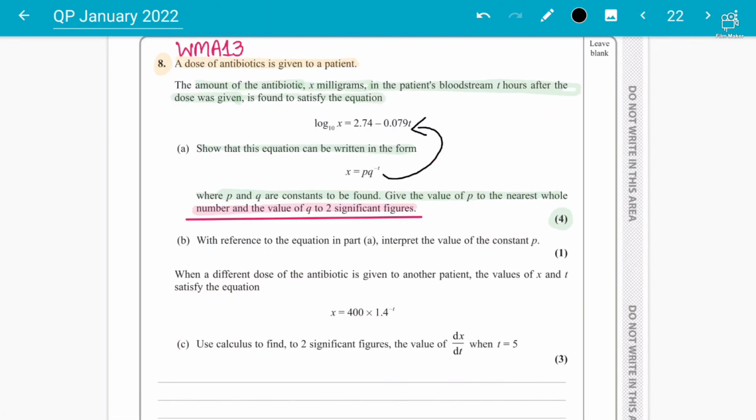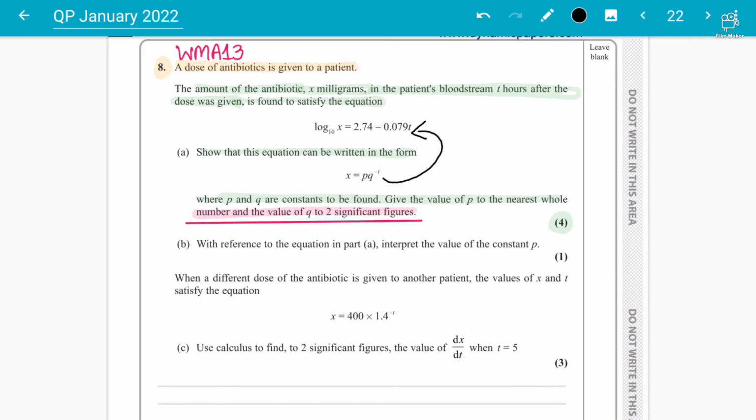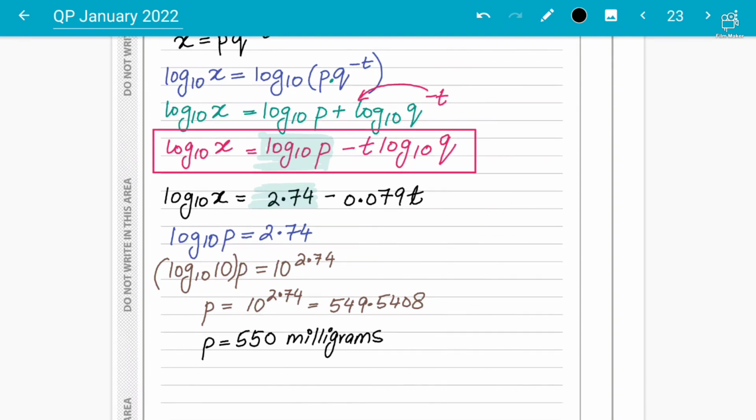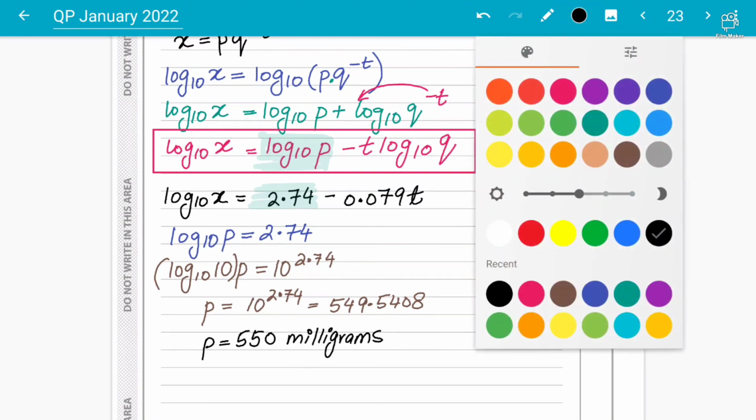And what does p stand for? We discussed that T is the number of hours, so P is the amount of the antibiotics, in milligrams. So it's the 550 milligrams of the antibiotics that is being given to the patient. Then we got the P value, and then we have to find the Q value as well.